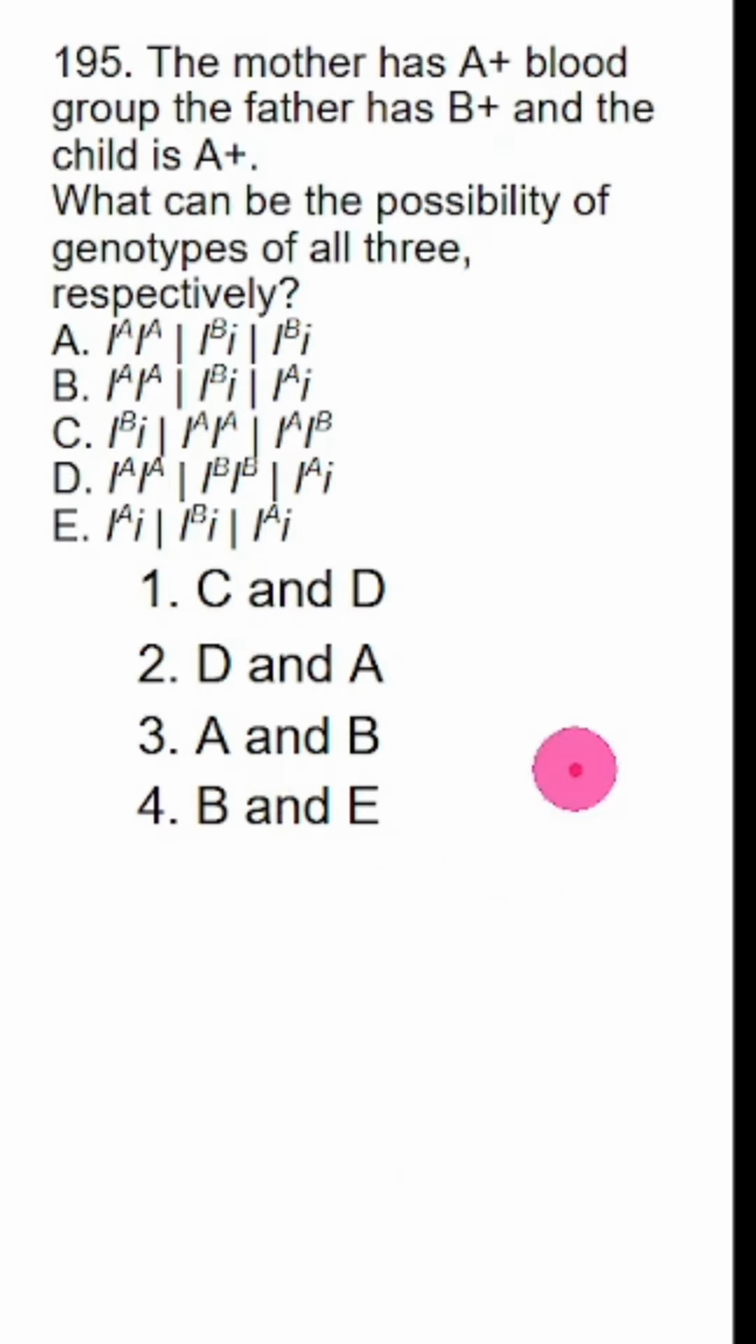We will continue from here. The mother has A positive blood group, the father has B positive, and the child is A positive. What can be the possibility of genotypes of all three respectively?